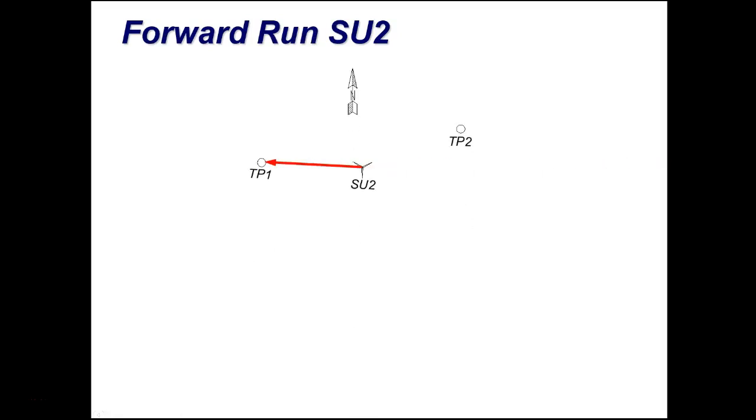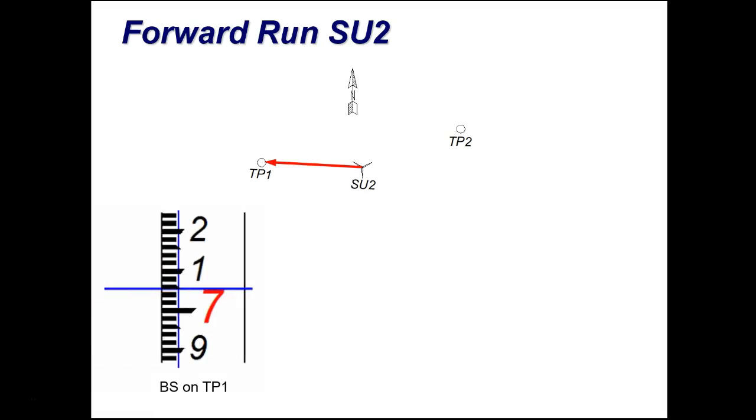So now we're ready for our second setup. Again, we're moving from this direction to this direction, from the oak toward the elm. So that's our forward run. That's the way we're headed, right? So we're going to take a back sight on turning point 1. We're going to read our rod. That's 7.05.